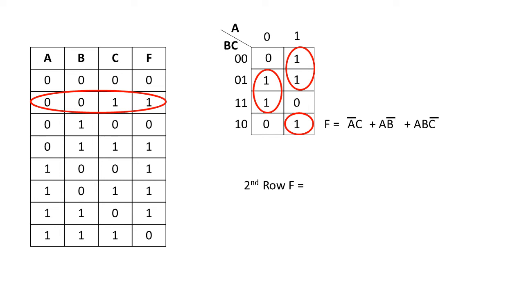Starting with not A: the A value is 0, so not A means 1, so 1 into C, that means 1 into 1. Okay, so plus A into not B, so A means 0 and B is also 0, so not B is 1, so 0 into 1. And the last is A B not C, that means 0 into 0 into 0. Why? Because C is 1, so not C will be 0. Observe.